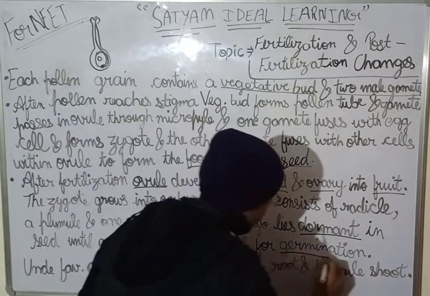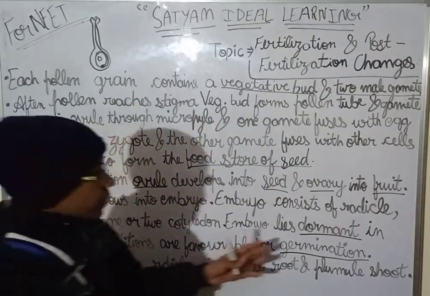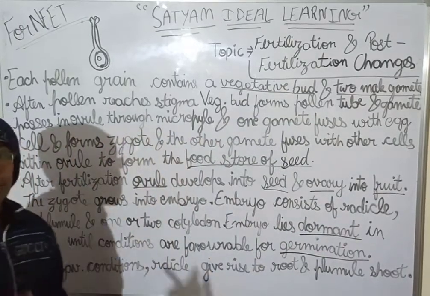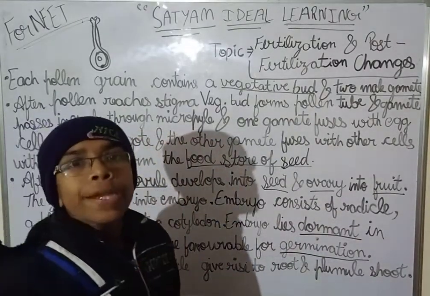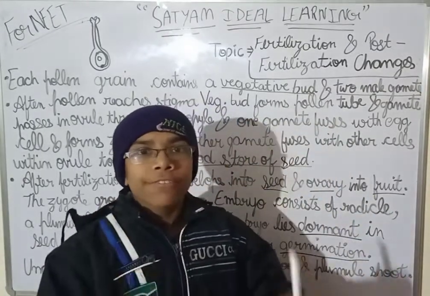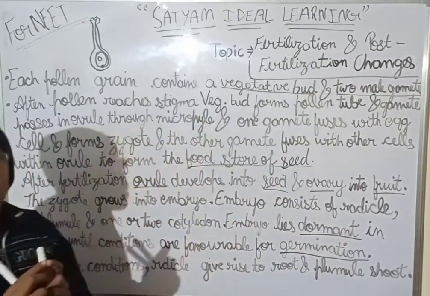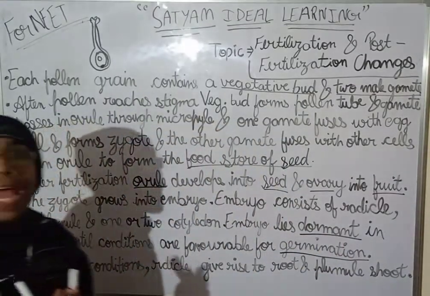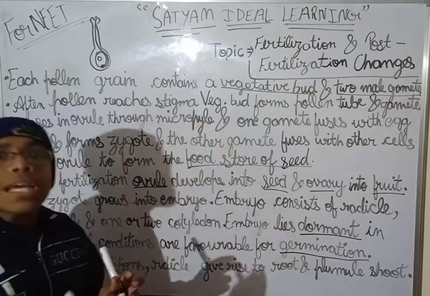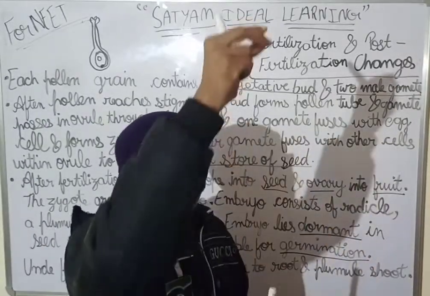Now, what is the process of germination? Germination is the process by which the dormant embryo becomes active and grows into a seedling, and then this seedling will give rise to the root and shoot. How does it give rise? From the radicle, the root arises, and from the plumule, the shoot arises.